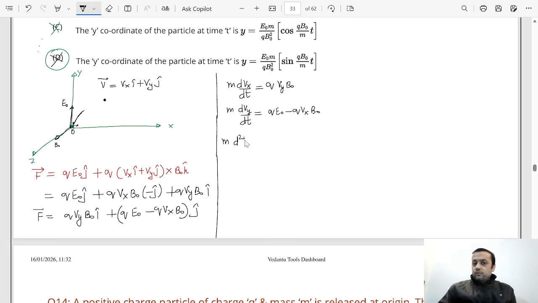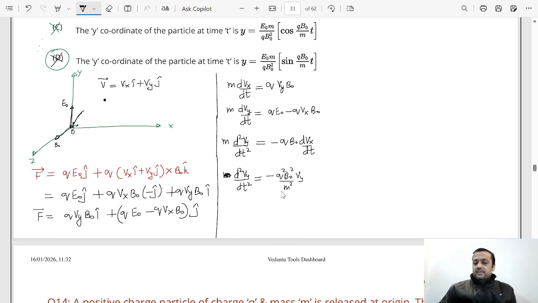m into d2vy by dt2. That means the double derivative of y velocity. E naught is a constant, so it will become 0. This will be minus q B naught into dvx by dt. Now dvx by dt is q B naught vy by m. So this becomes d2vy by dt2 equals minus (q B naught) square into vy by m. This m you can bring here, so it becomes like this.